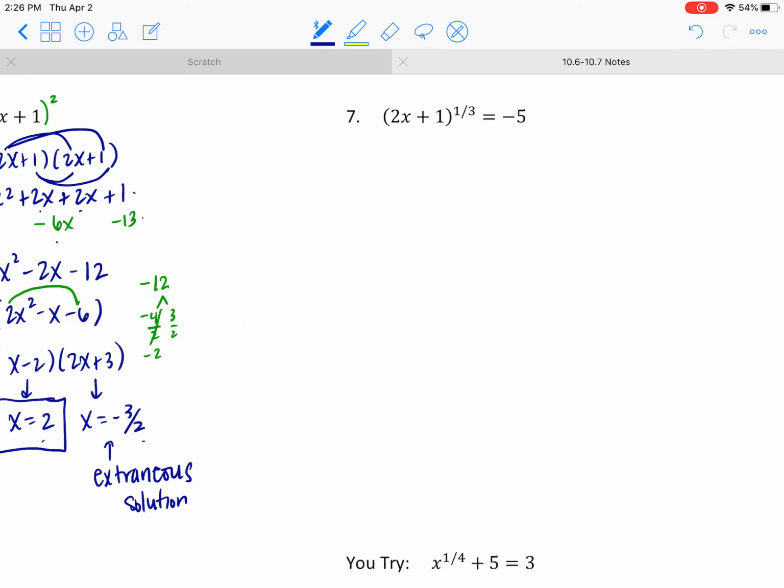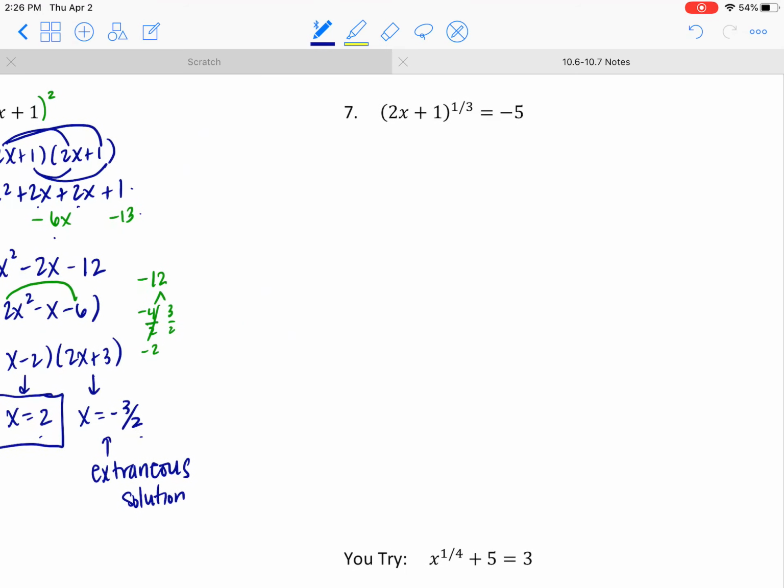Okay, so this is work you should be able to do, but don't freak out too much if it feels a little bit harder than the other ones. All right, so number 7.